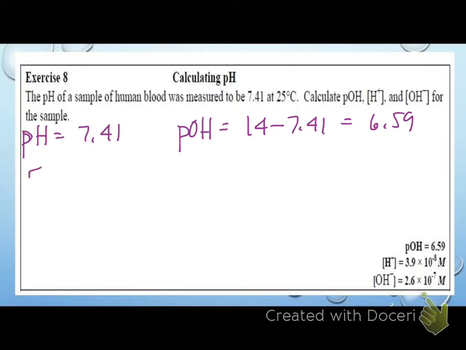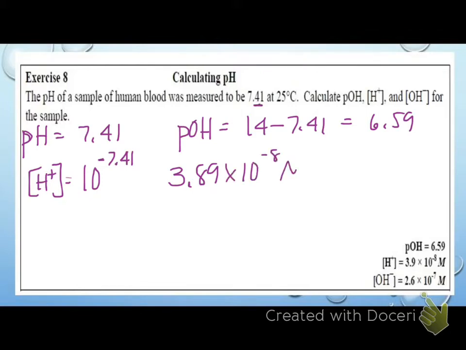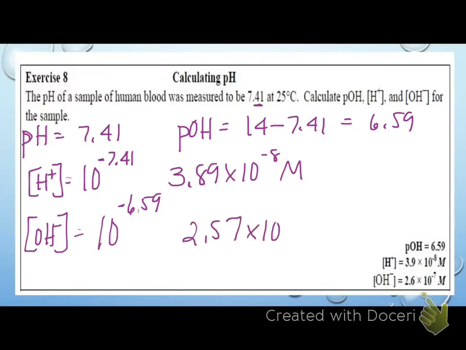Now in order to get my hydrogen concentration, I can do 10 raised to the negative 7.41, which is antilog. So that would give me 3.89, because I need 2 sig figs because of that, times 10 to the negative 8 molar. And then the hydroxide, I would do 10 raised to the negative 6.59, and that would give me 2.57 times 10 to the negative 7 molar.